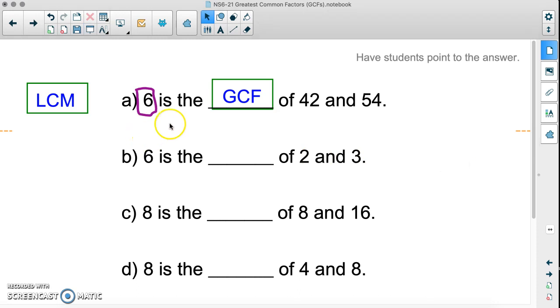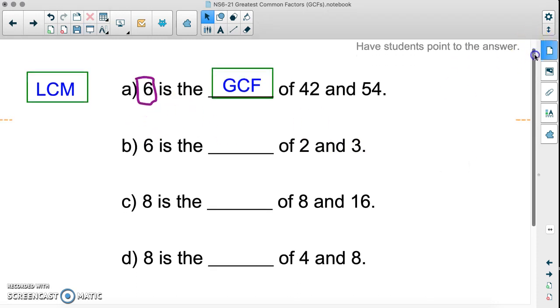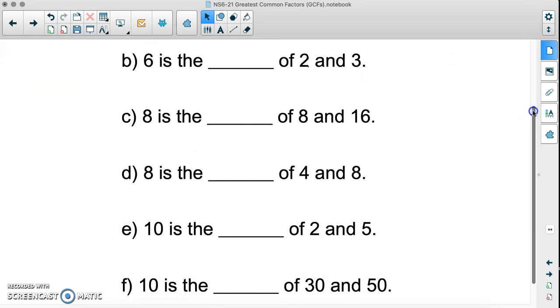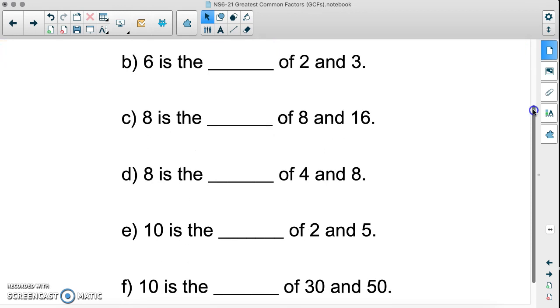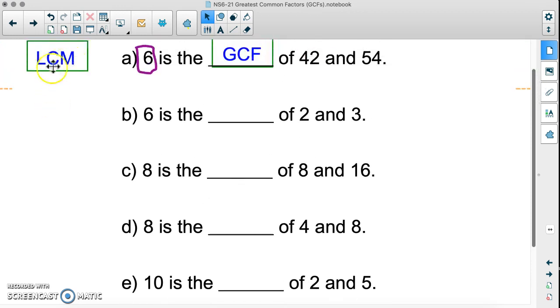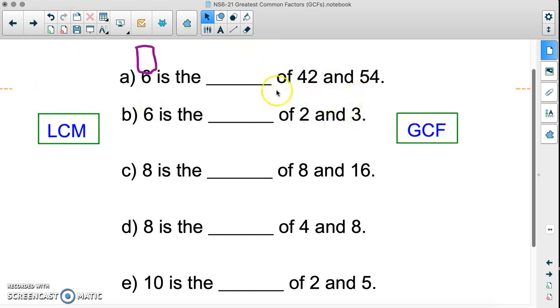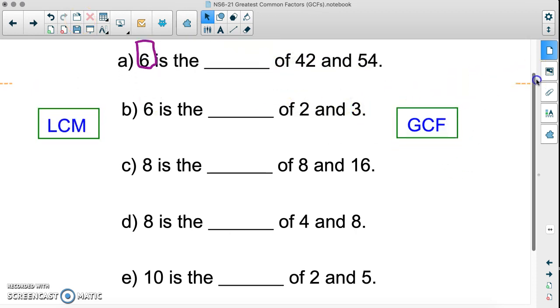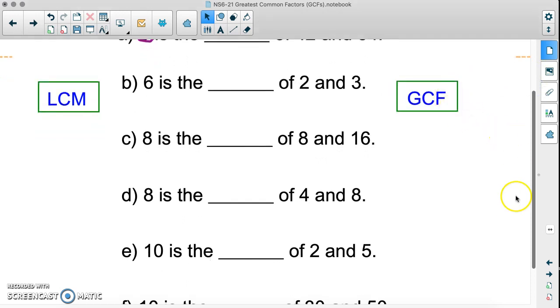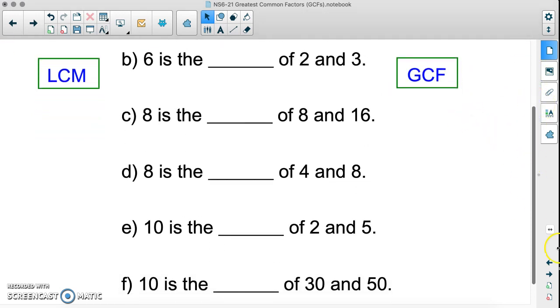Okay, so I want you to now sort B, C, D, E and F. I'll move these down for you so you can see them. Is it a lowest common multiple or is it a greatest common factor? Let's distinguish between the two. When you're done, you're going to continue on with your slides.